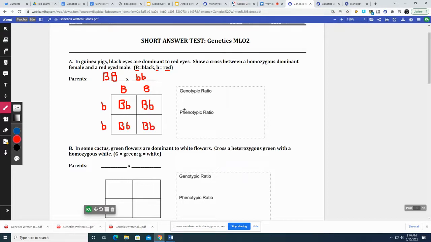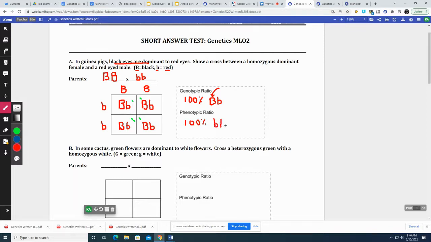Genotypic ratio, all that is, hey, what are the percentages? What are the odds of getting this specific genotype? Well, you can see they're all the same. So for these two guinea pigs, it's going to be 4 out of 4, or 100%, are going to have the genotype of big B, little b. Boom. Phenotypic ratio, all that's saying is, hey, what are these guinea pigs going to look like? Well, since black eyes are dominant, and they all have one black eye allele, 100% are going to have black eyes.